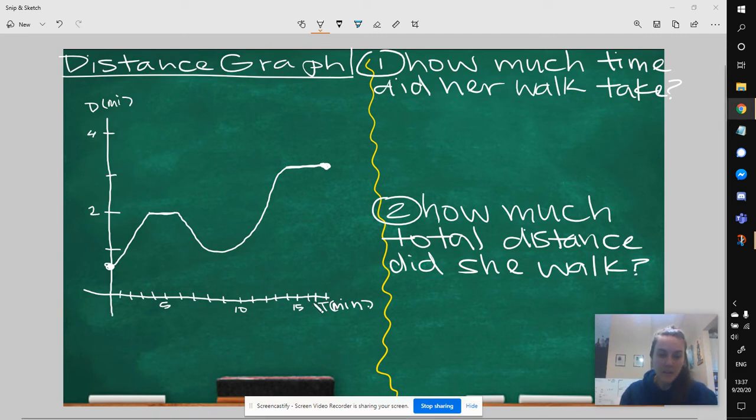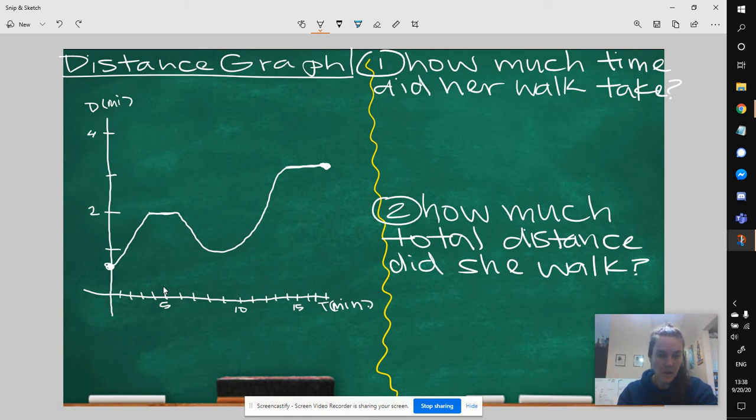So on our x-axis, which is now our t-axis, it's time. So when we go from left to right, we're thinking of minutes passing. At this point, 5 minutes have passed. At this point, 10 minutes have passed, etc. And then our y-axis, which is now our d-axis, is going to be for distance traveled. And it says in miles.